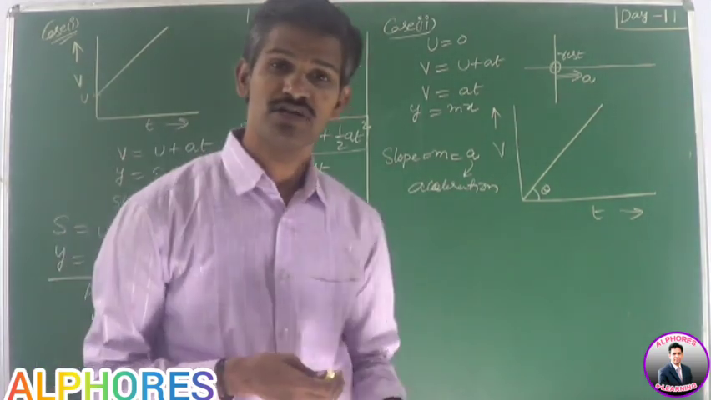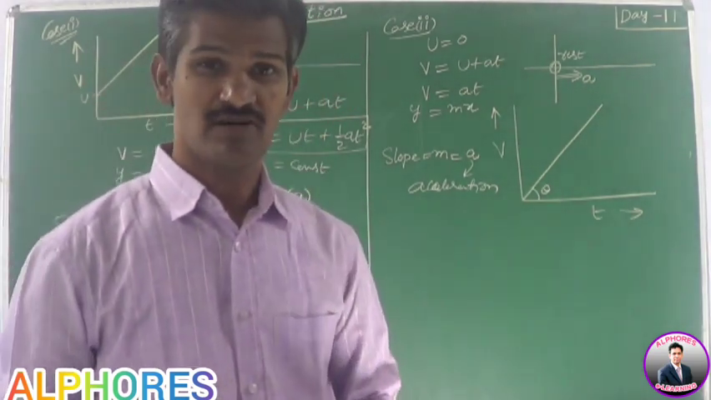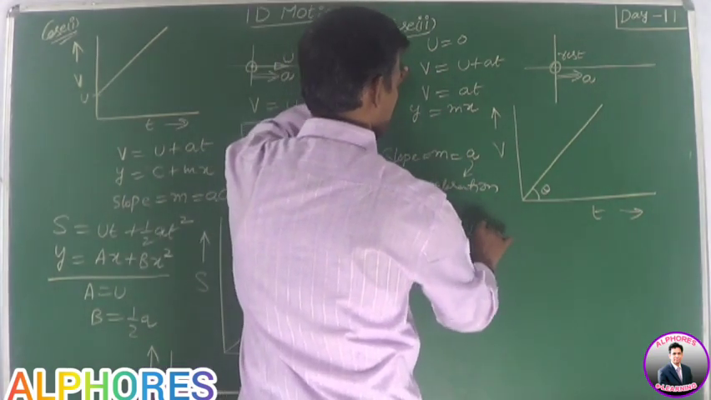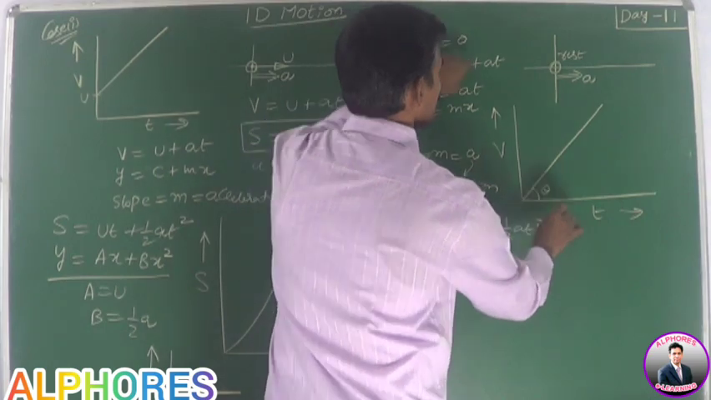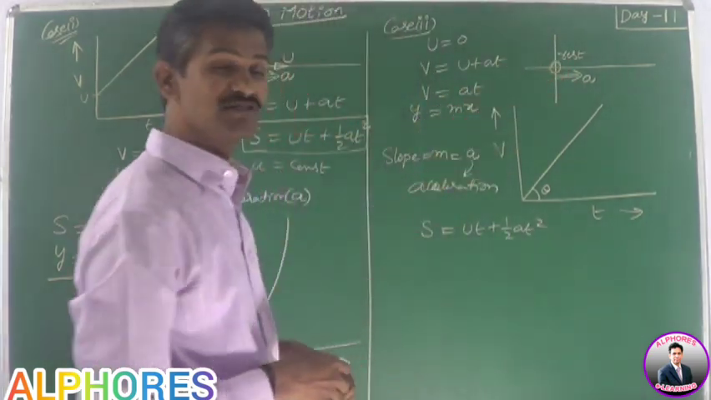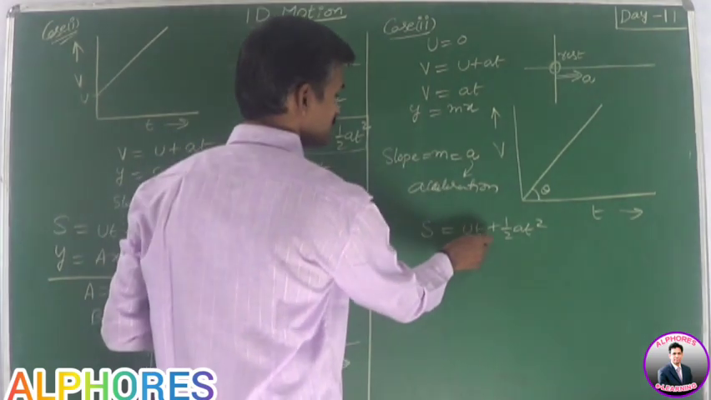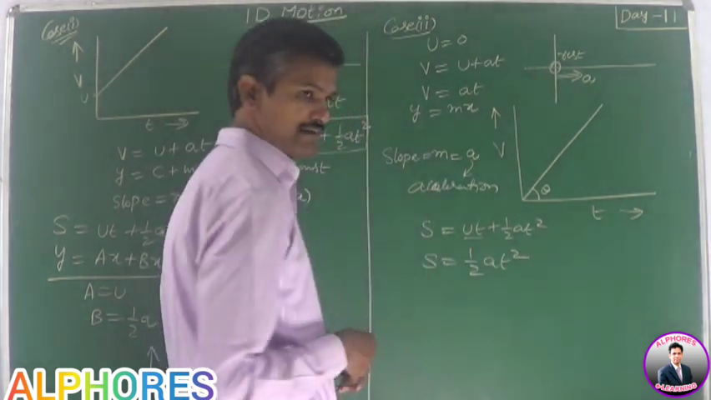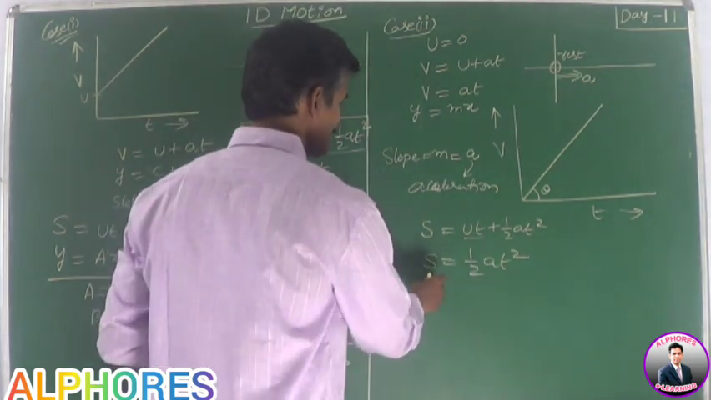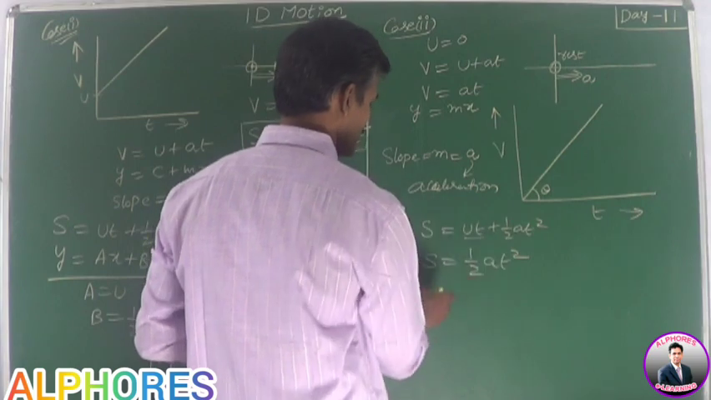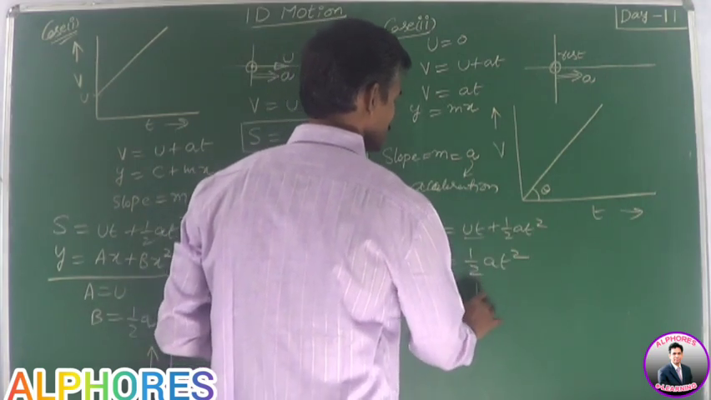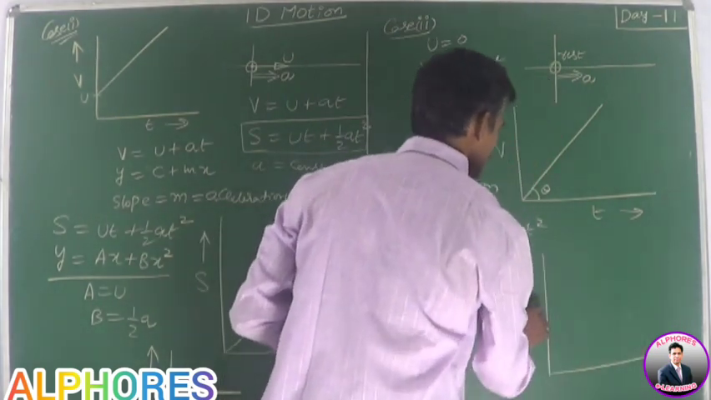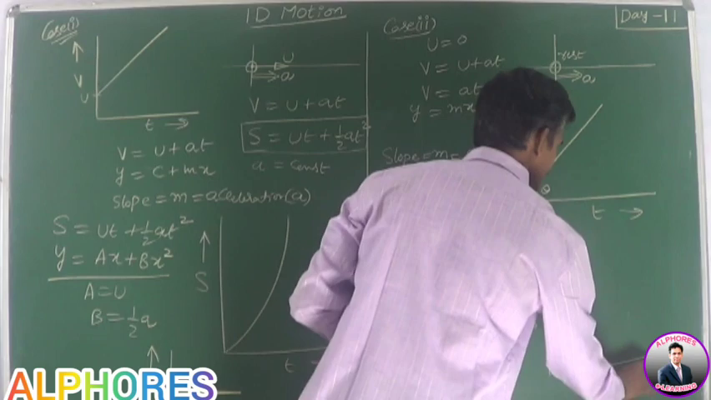Similarly, if I want to draw the graph for s is equal to ut plus half at square, how to draw it? In this situation, u is equal to 0 because the body starts from rest. That is why the term u is equal to 0. Our function changes to y equal to half at square. In this case, acceleration is constant, so our function is y equal to some k into x square. This is also an upward parabola.